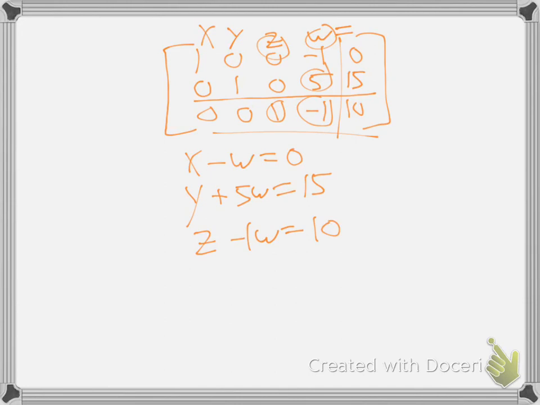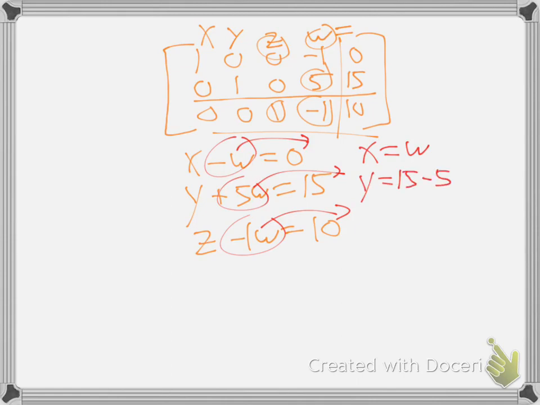Solve for X, solve for Y, and solve for Z. Grab this, jump it over, grab this, jump it over, grab this, jump it over. So I'll get X is just W, Y is 15 minus 5W, and Z is 10 plus 1W. The signs always switch when it jumps over. So now we have X, Y, Z.